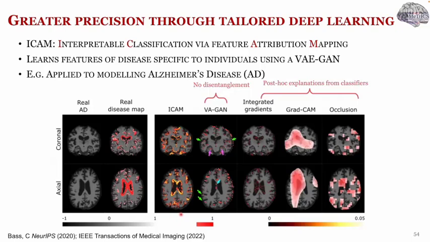resemble that ground truth than what can be achieved through post hoc explanations for the decisions of classifier networks or competing generative models such as VA-GAN, where the key difference here is that they're not disentangling brain shape from pathology, and therefore they're not as well able to pick up on the more heterogeneous features of disease within the cortex.